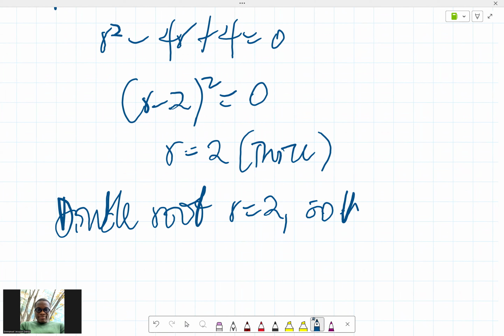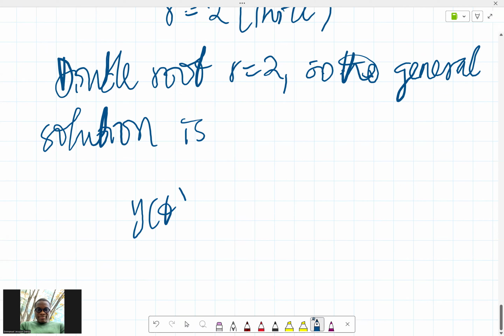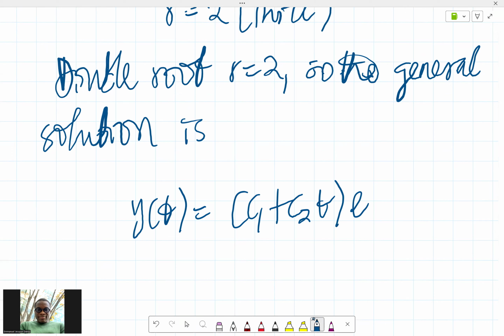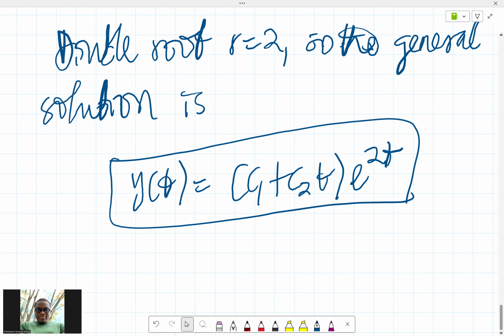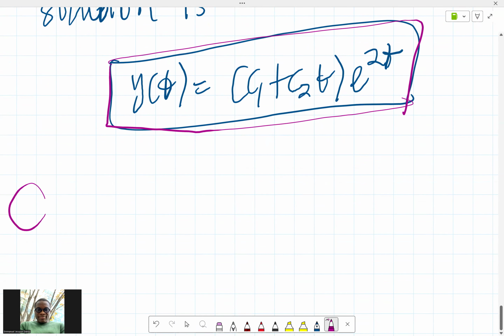So the general solution is y of t equals C1 plus C2t into e raised power 2t, because r is 2. So this is our general solution in this case. Okay, so let's go for case 3.